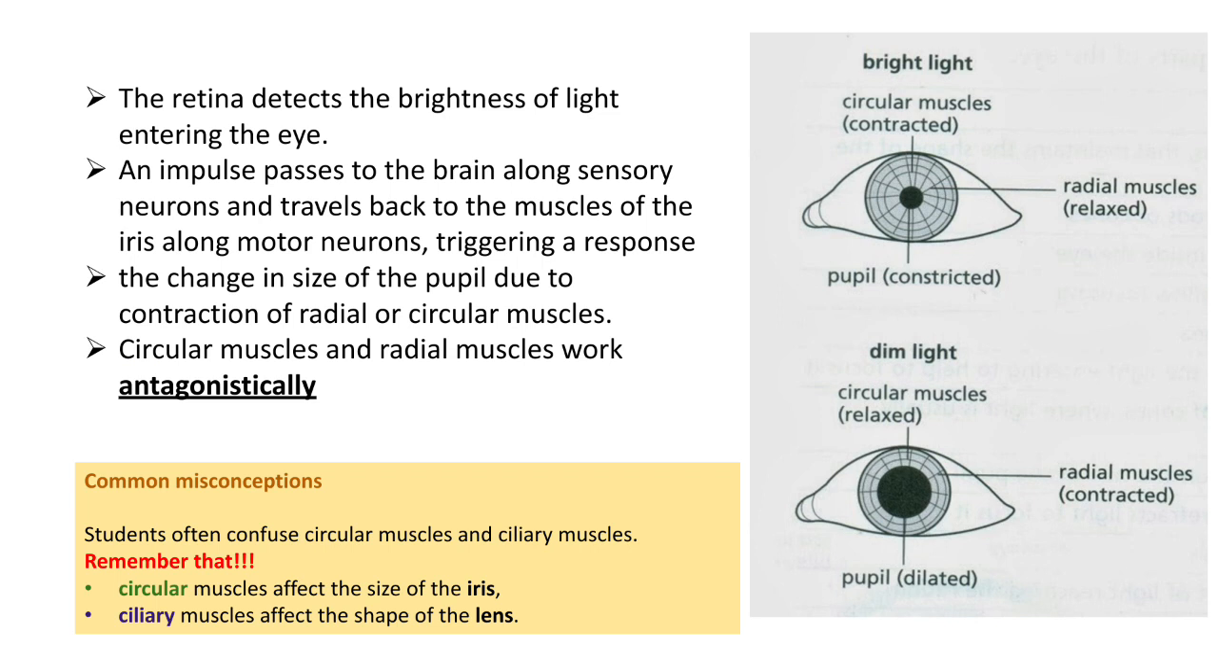Common misconception: students often confuse circular muscles and ciliary muscles. Circular muscles affect the size of the iris. Ciliary muscles affect the shape of the lens.